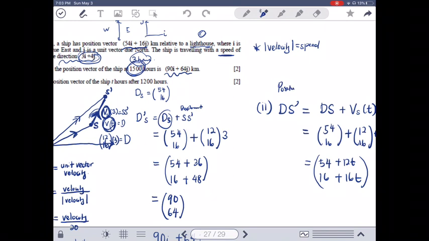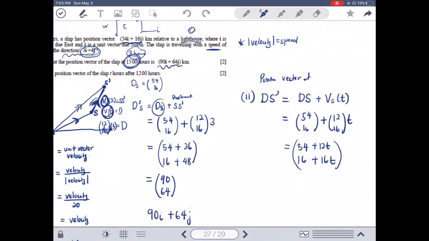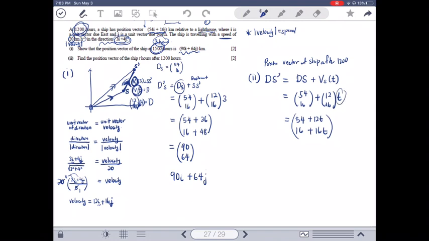Position vector of the ship after 12:00. So the value of t depends on the time taken after the ship travels. For example, if we have 15 hours, it means that the ship travels for 3 hours. Okay, so this is just random.